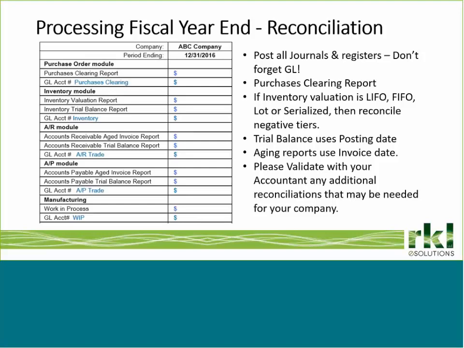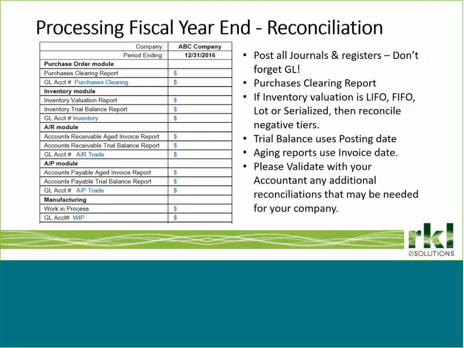The inventory module. If your valuation is LIFO, FIFO, lot, or serialized, then you want to make sure at every month end that you reconcile your negative tiers. A negative tier is created when you sell something or remove something out of inventory before somebody has received the item into inventory. Sage does allow your inventory to go negative. So you may sell something and the purchase order receiving person just hasn't gotten around to putting that receipt in yet. And so it creates a negative tier, because when you sold it, it doesn't know what cost to use.